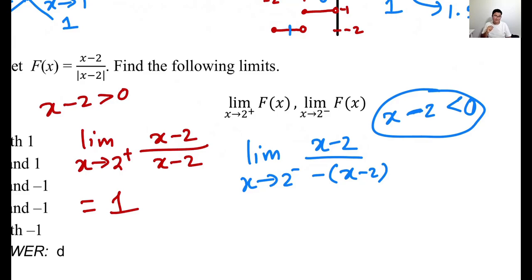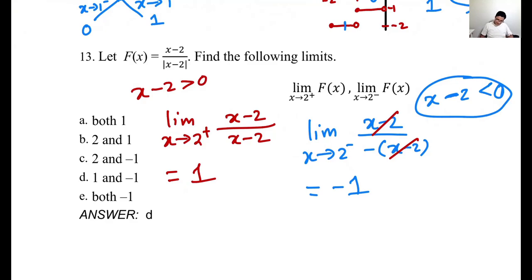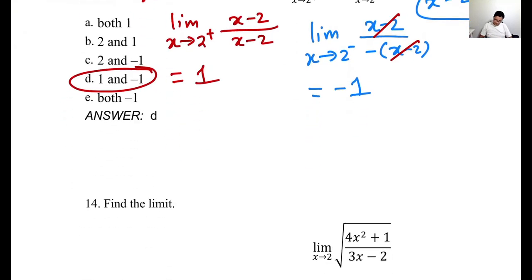Go back to the definition of the absolute value function if you need and think about it. The quantity inside the absolute value sign here is x minus 2. So when x minus 2 is negative, we put a negative sign here. You cancel that, and what is left is negative 1. So the answer is 1 and minus 1. Okay, it's not the same.